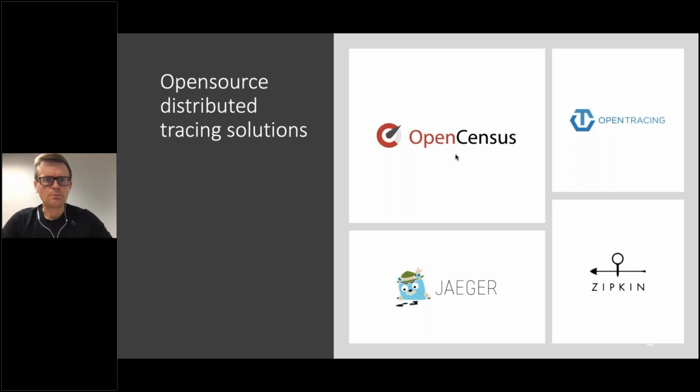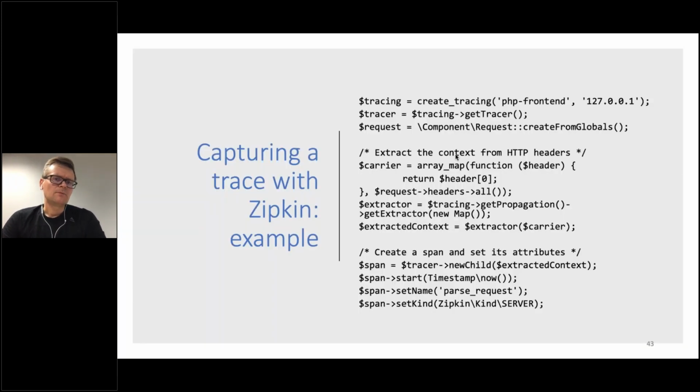First and foremost, open source distributed tracing solutions. There are quite a lot of them on the market. Most of them got the initial spark of idea from the Google Dapper research project published in 2010 and have taken it from there. So there are different varieties, but all of them follow the very same pattern. They capture spans, and those spans get some metadata, and those get aggregated in the server and then made available for querying and visualization. So that's one example of how you could introduce, for example, Zipkin into your PHP application.